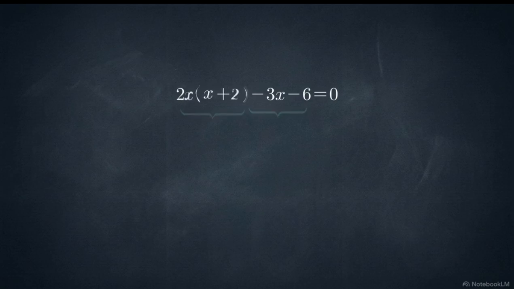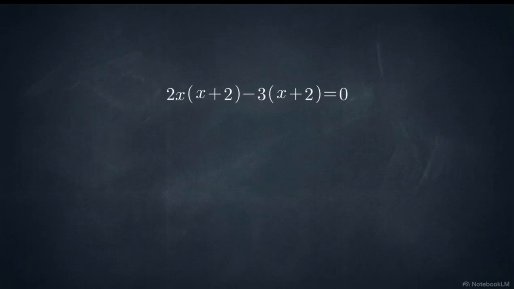From the first pair, we pull out 2x, leaving x plus 2. From the second pair, we pull out a -3, which also leaves an x plus 2. Notice that we now have a common binomial, the x plus 2, shared by both halves of the equation. Because this bracket is identical in both terms, we can factor the entire bracket out. If these brackets didn't match, we wouldn't have a common factor to pull, indicating a mistake in the earlier steps.